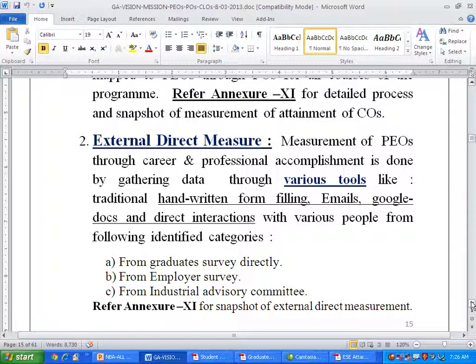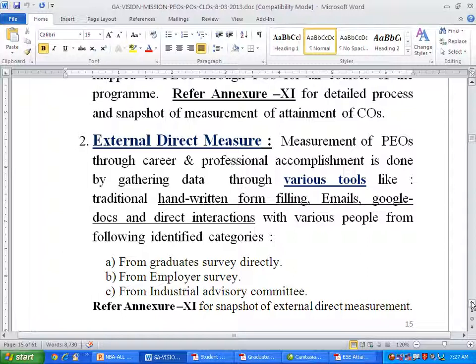Then go to the market. How many students have taken admission to a premier institution? How many people are working at manager level? How many people have published patents? How many people have done their achievements in the market, research area, higher education? Collect that data. That data supports your internal measurement, whatever you do. That's how POs and PEOs measurement is done in two ways. One is the internal indirect way through examination. Then the external direct measurement, that is collecting the data which supports your internal measurement.